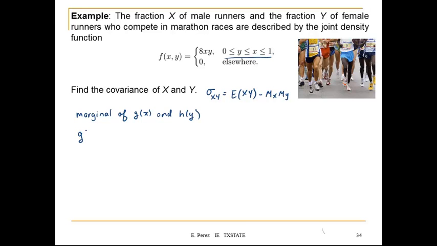Let's find the marginal for x. That is equal to the integral from 0 to x of 8xy dy, which equals 8x times y squared divided by 2, evaluated from 0 to x. This equals 4x cubed, for x between 0 and 1.